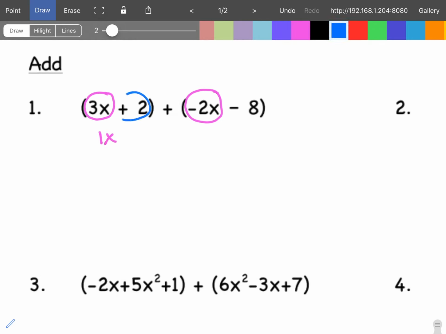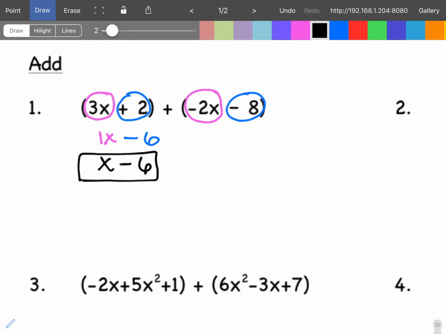And then we could combine positive 2 and negative 8. So 2 plus a negative 8 would be a negative 6. Now, very likely you will normally see this written as x minus 6 because it is understood that there is a 1 as a coefficient in front of the x, even though we do not show it.